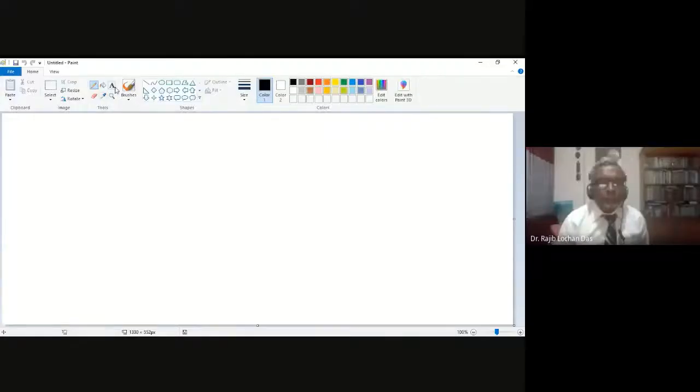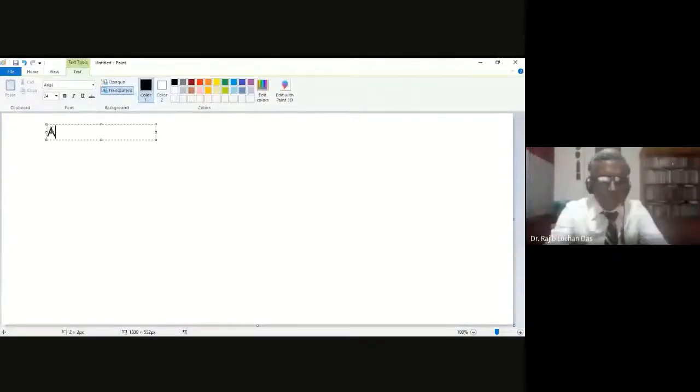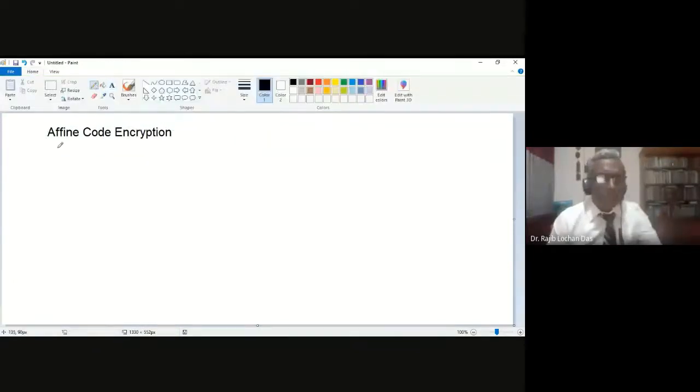Well, so let us start talking about affine code, and this is an advanced version of Caesar code function. So affine code encryption is a little advanced version of Caesar code, and it is very simple.